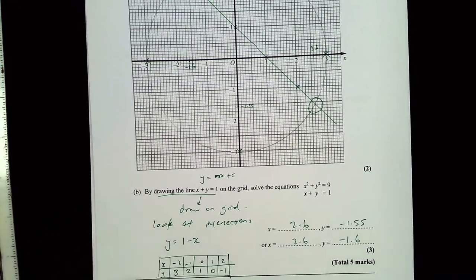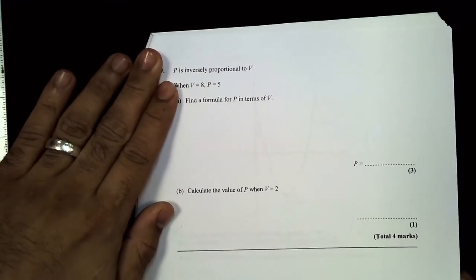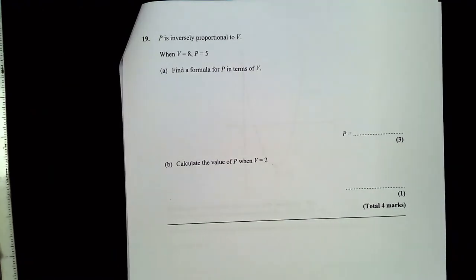Okay, question 19 next. P is inversely proportional to V. When V is 8, P is 5. Find a formula for P in terms of V.